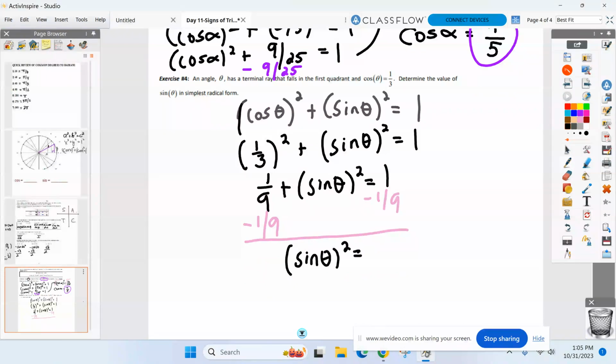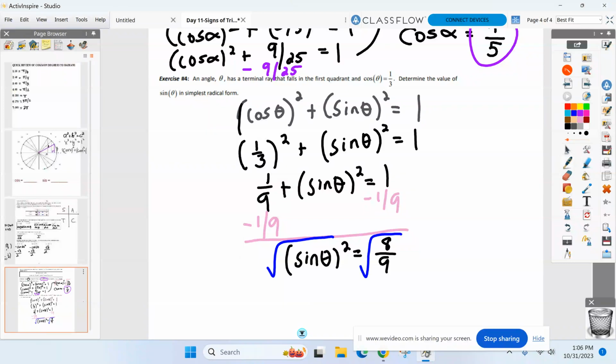One minus 1/9? 8/9, everybody? And again, I've got to solve for sine theta, not sine theta squared, so on both sides, square root. I've played up these new NumWorks calculators because in the past we'd have to break this down ourselves and simplify a radical. But you just type in the square root of 8/9 and it'll do it for you.